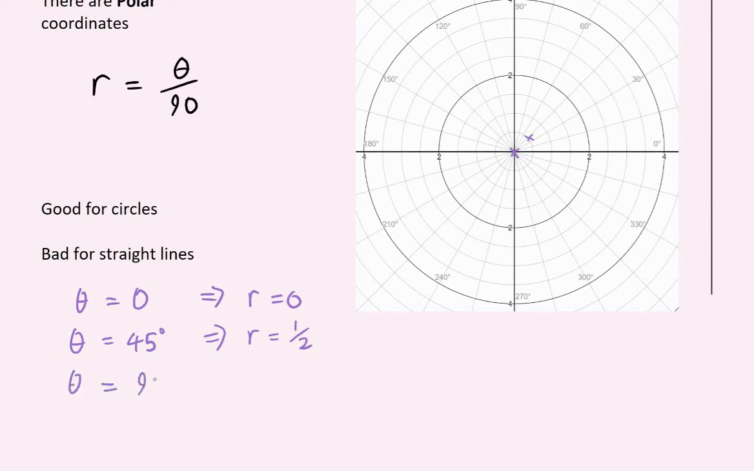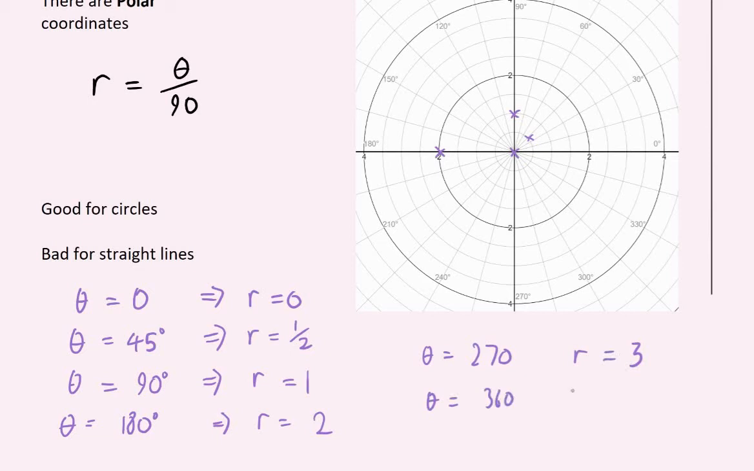Next one we're going to look at is theta equals 90 degrees. Plugging this in, 90 divided by 90 is 1. So the radius is going to be 1, which leaves my next point here. I'll skip a bit. If theta is 180 degrees, I now have 180 divided by 90, which comes out as 2. So the radius is 2. Next point I would do would be theta equals 270, and 270 divided by 90 gives us 3. And if theta is 360, 360 divided by 90 gives us 4. So my next 2 points will be here and here.